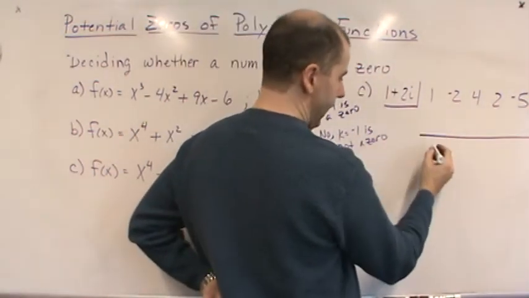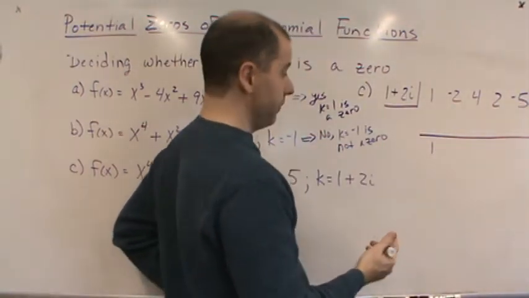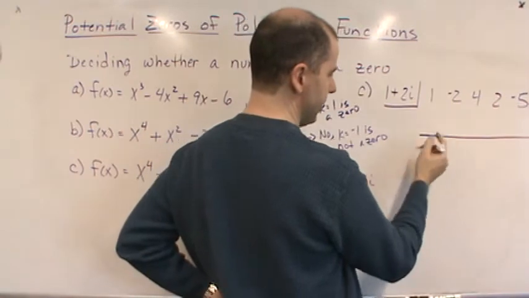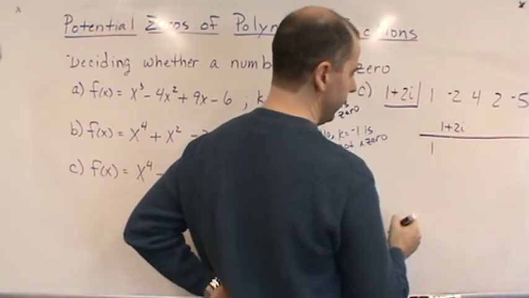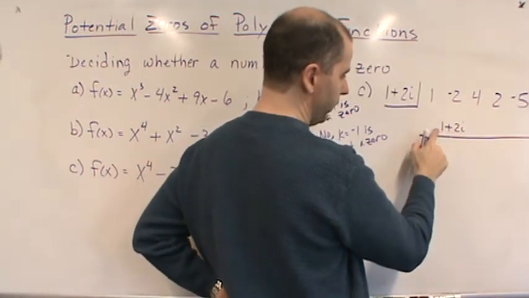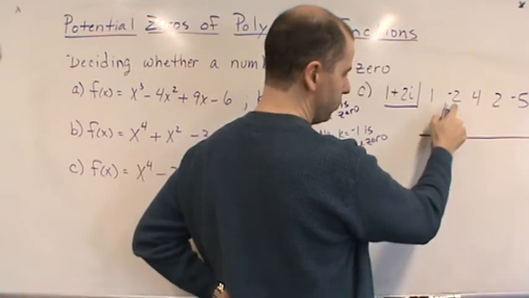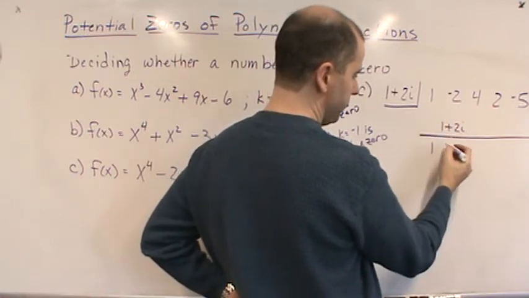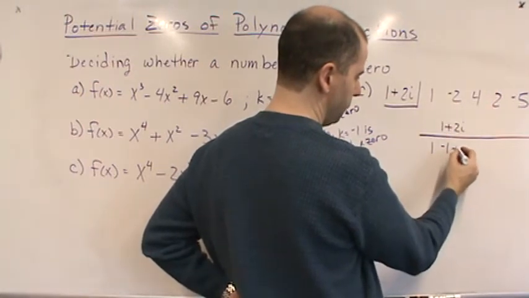So we drop the 1 down. Okay, now this is where you have to be careful because we're dealing with complex numbers. So now this times this gives us what? 1 plus 2i. Now we're going to add down, right? So now we're going to do real with real, right? This is the imaginary part, this is the real part. This is real, goes with real. So this is going to be what? Negative 2 plus 1 is negative 1 plus 2i.